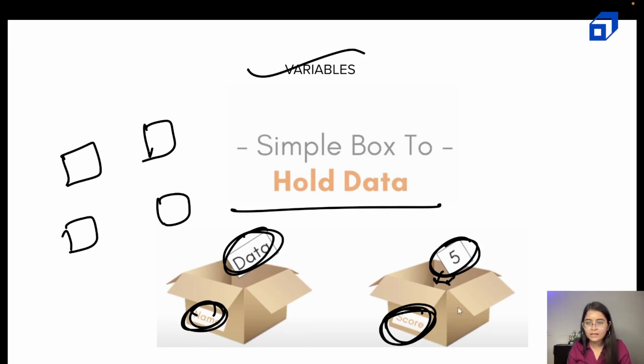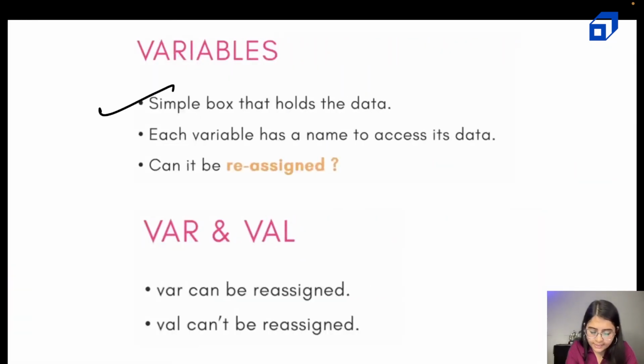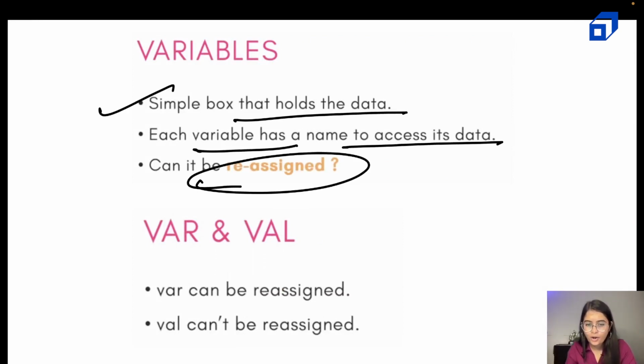Some data is present in this box. How will I know that? How will I call them? So I have to give them some name. I can call them A, B, C, D, like you have a name, right? Soumya, Rahul, Akanksha, Kritika, so many names are there. Everyone is known by their unique name. In the same way, to store data, we have variables. A simple box that holds the data. Each variable has a name to access the data. Now the question is, can it be reassigned or not? So here is the real thing. In Kotlin we have two keywords, var and val, to create variables.